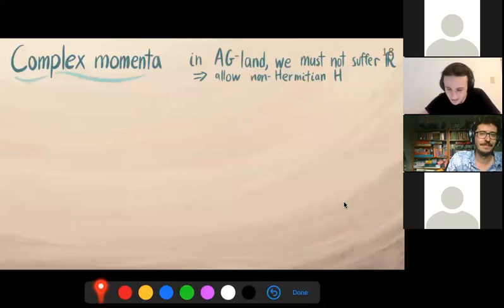Okay, yeah, but the thing is, we're not going to tolerate error, because we're actually going to switch to a regime where algebraic geometry is a little bit happier. We're going to allow complex energies, allow complex eigenvalues, which essentially means we're not going to enforce that the Hamiltonian is Hermitian anymore.